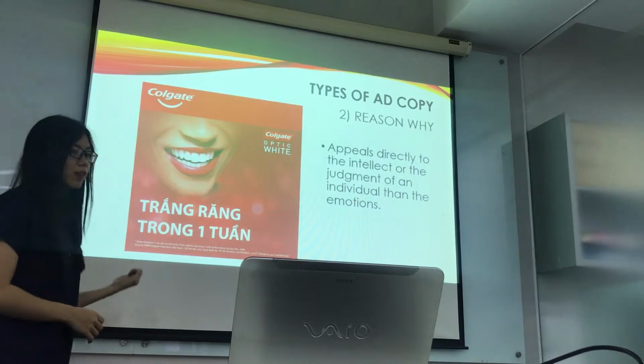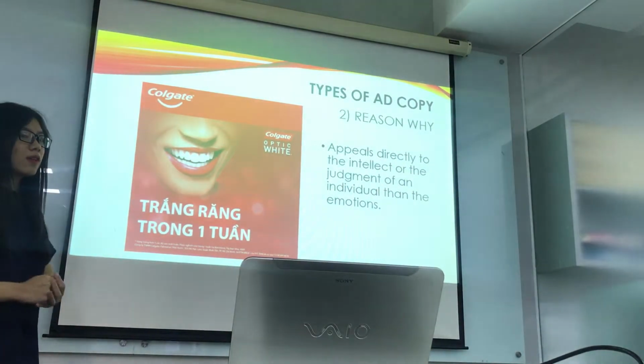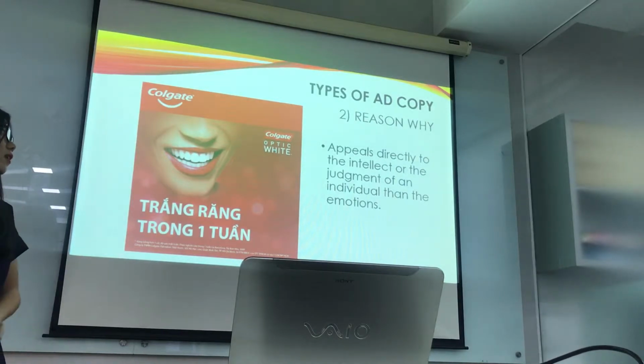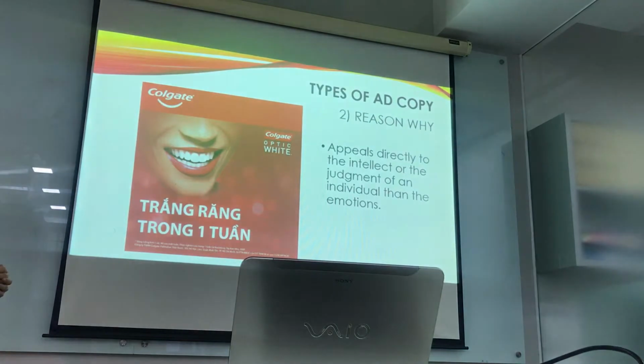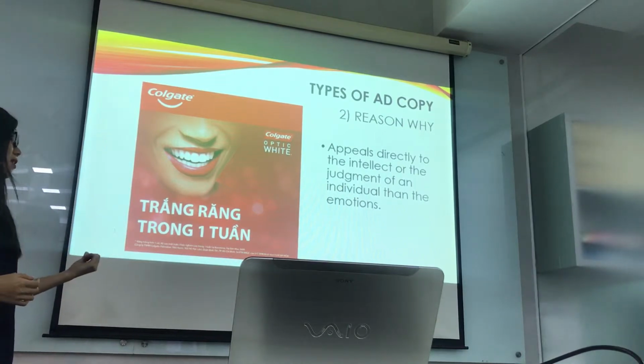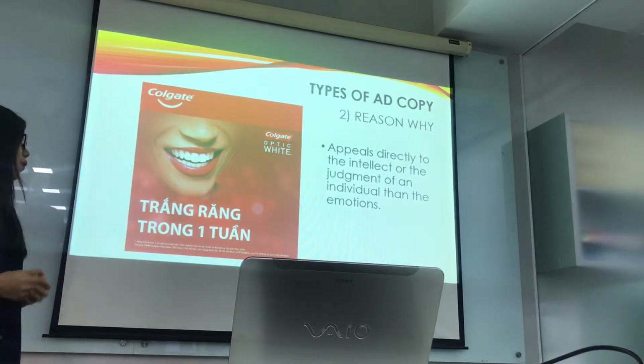Opposite to the first type, the second type of ad copy appeals directly to the intellect and the judgment of an individual rather than the emotions. As you can see, Colgate approaches their customers in the form of testimonials or guarantees, and they prove that the result of the product has been tested and people can trust them.